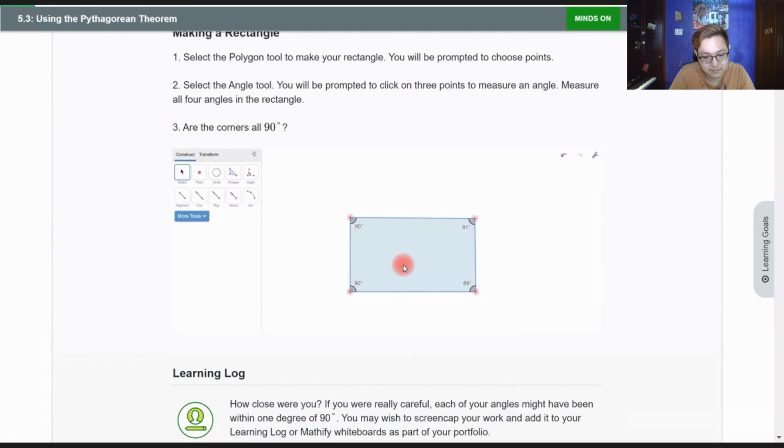Okay, so are all corners 90 degrees? No. Some are different.